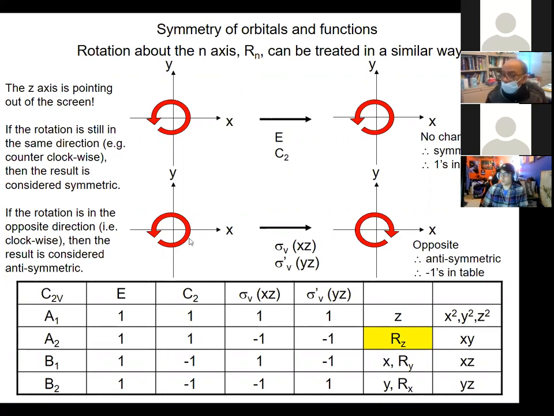However, if you were to reflect either in the XZ plane or YZ plane, you can see a change in the sense of rotation. So for example, right now we have anti-clockwise, and when you reflect this image on either XZ plane or YZ plane, it suddenly becomes clockwise. So that change in the sense of rotation gives you antisymmetric values. So if you now look at all these values, you get 1 and 1 for E and C2, -1 and -1 for YZ and XZ planes. So that is the reason why the Rz symmetry function corresponds to a symmetry representation of A2. Is this making sense now?